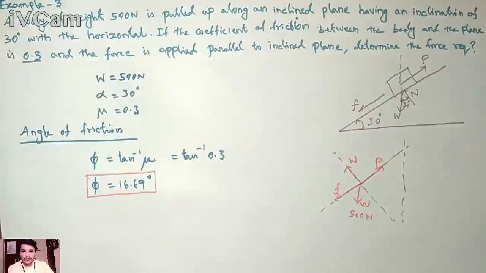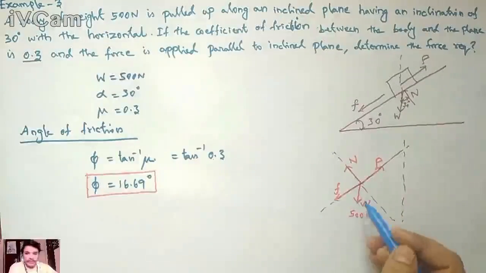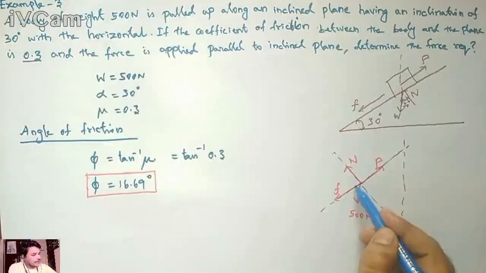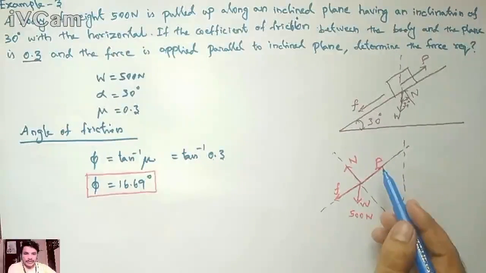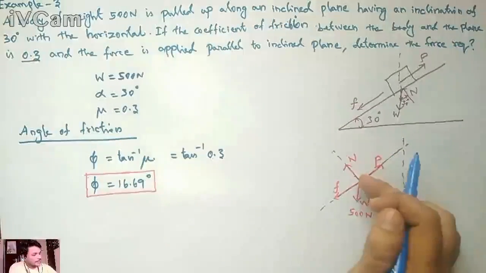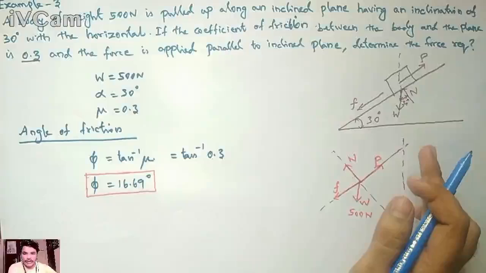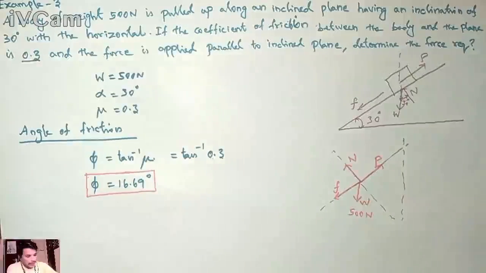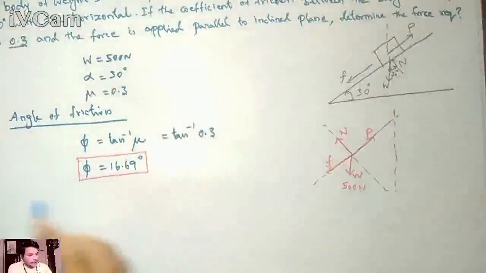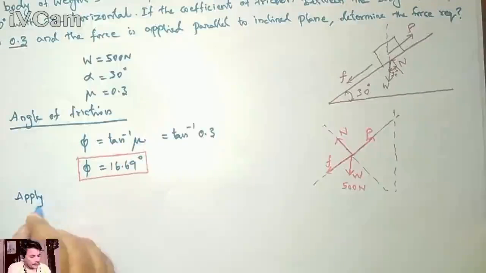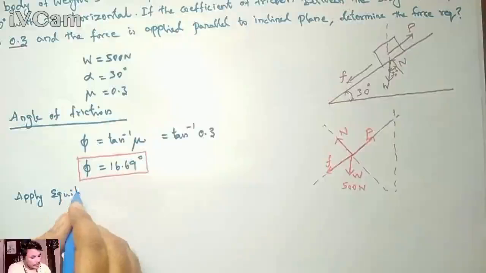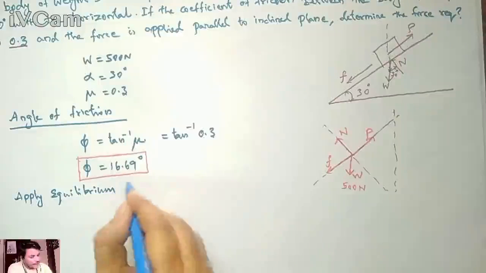Then we move to the force of friction, which will be acting downward here. The force of friction, small f, will be acting in the downward direction, because we apply the force in the upward direction. So the body tends to move in the upward direction because we are applying the force in the upward direction. Now we use the equilibrium equations to resolve the forces. So resolving the forces, we need to apply the equilibrium equation.